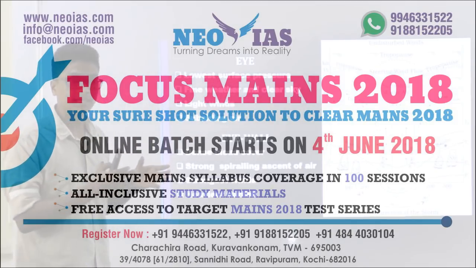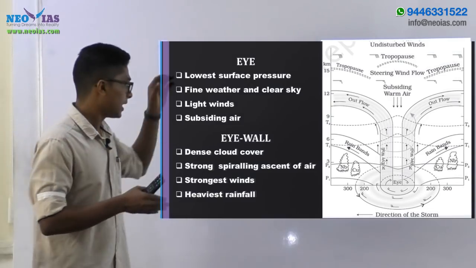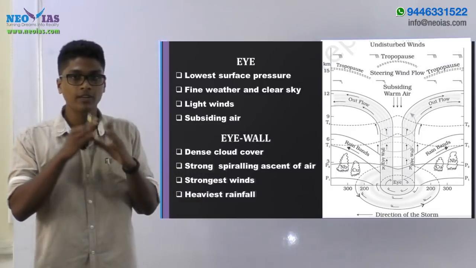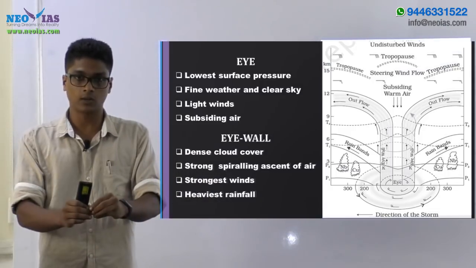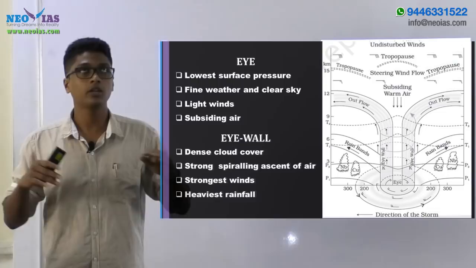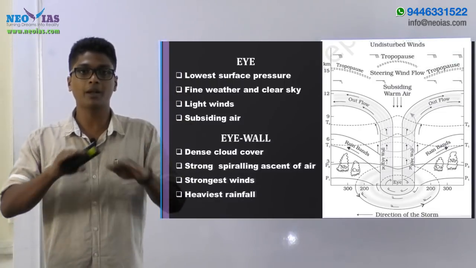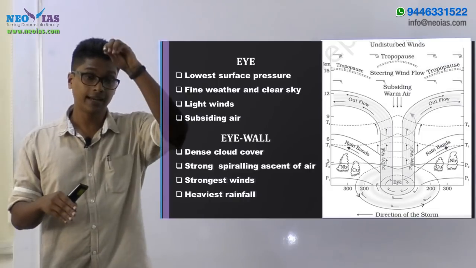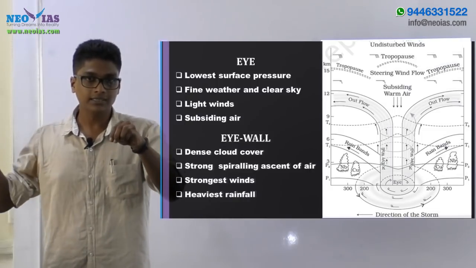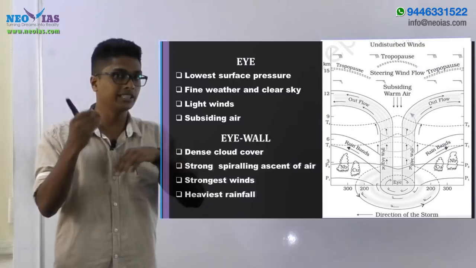And the wind speed will be very minimal in the eye region. If you are in the center of a cyclone, the wind won't be there. You will be able to see the sky clearly. You won't have much rainfall or anything, right? Calm conditions will exist there inside the eye. But as soon as the eye wall reaches you, the conditions will change, right?